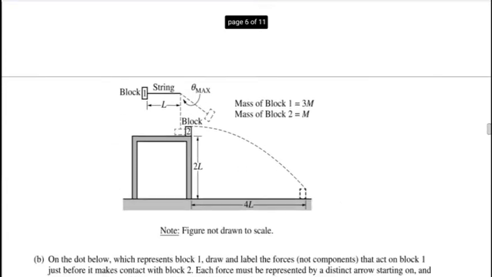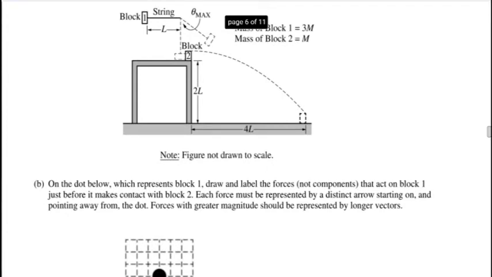So we've got the diagram copied here again just for reference. And for part B, on the dot below, which represents block 1, draw and label forces, not components, that act on block 1 just before it makes contact with block 2. Each force must be represented by a distinct arrow starting on and pointing away from the dot. Forces with greater magnitude should be represented by longer vectors.